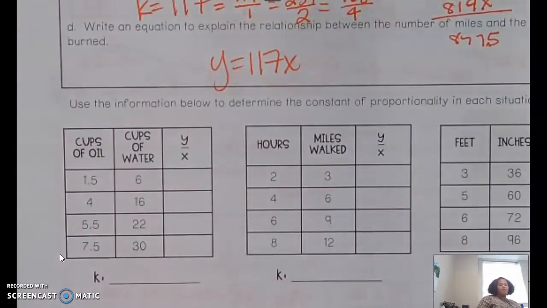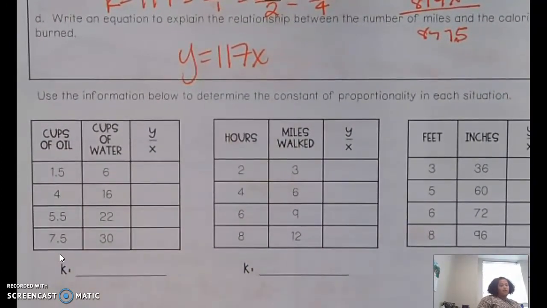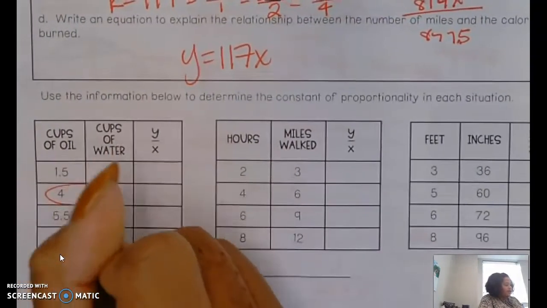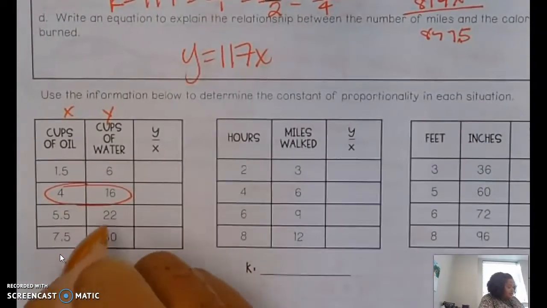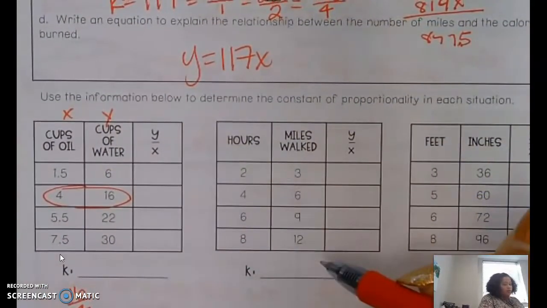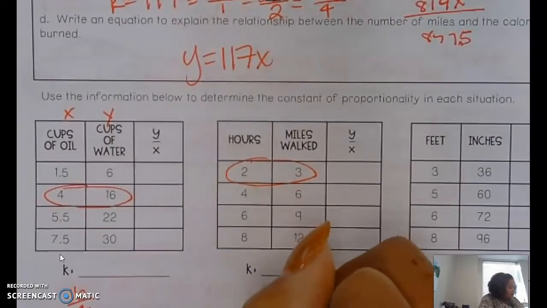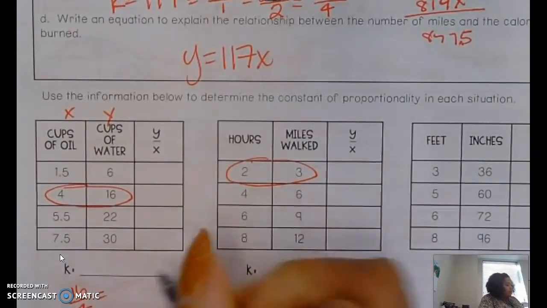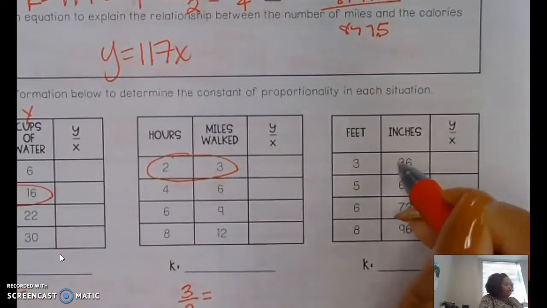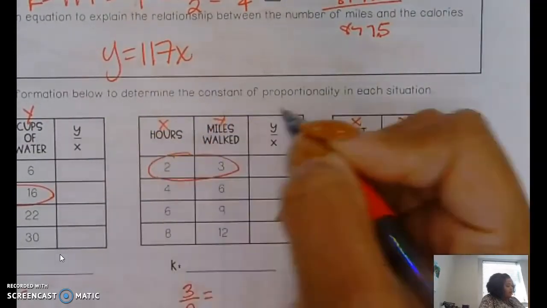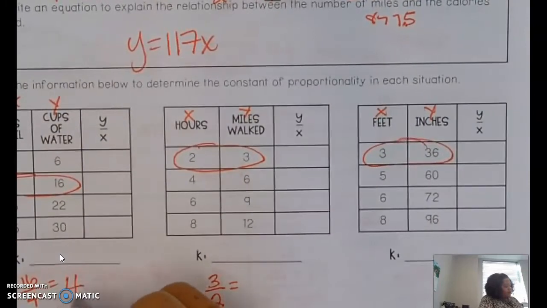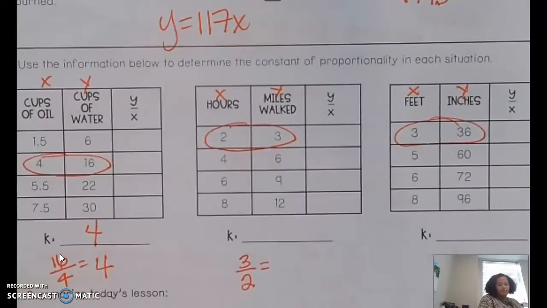Use the info below to determine the constant of proportionality in each situation. I've got 1.5 cups of oil to 6 cups of water, 4 cups of oil to 16 cups of water. I'm going to take my easy ratio there and do y divided by x, which is 16 divided by 4. Here, all of these are whole numbers, so I could just do the first one. This will be 3 divided by 2. And over here, all of these are whole numbers, so I could do 36 divided by 3. So this is x and y. And this is x and y. So 16 divided by 4 is 4. The constant of proportionality here is 4.